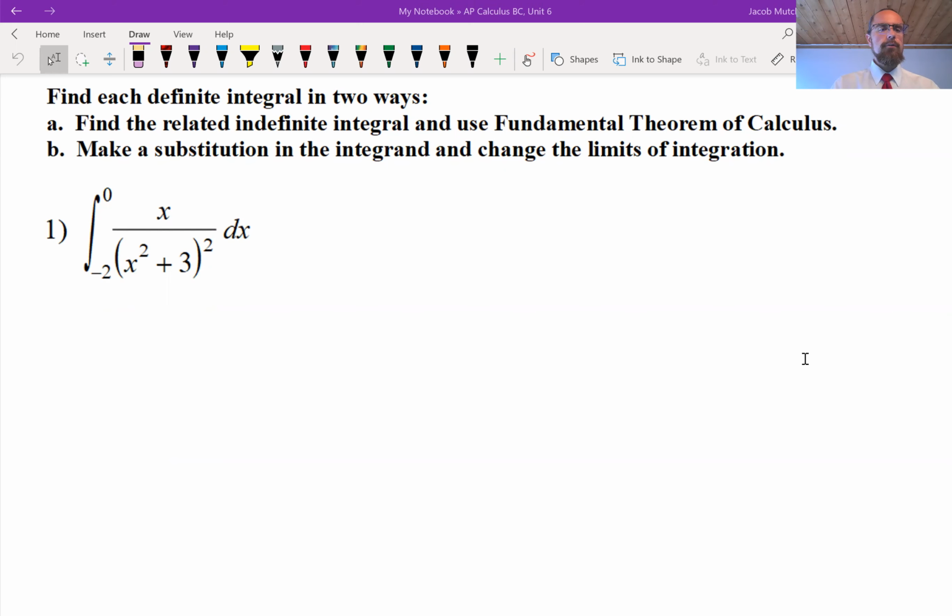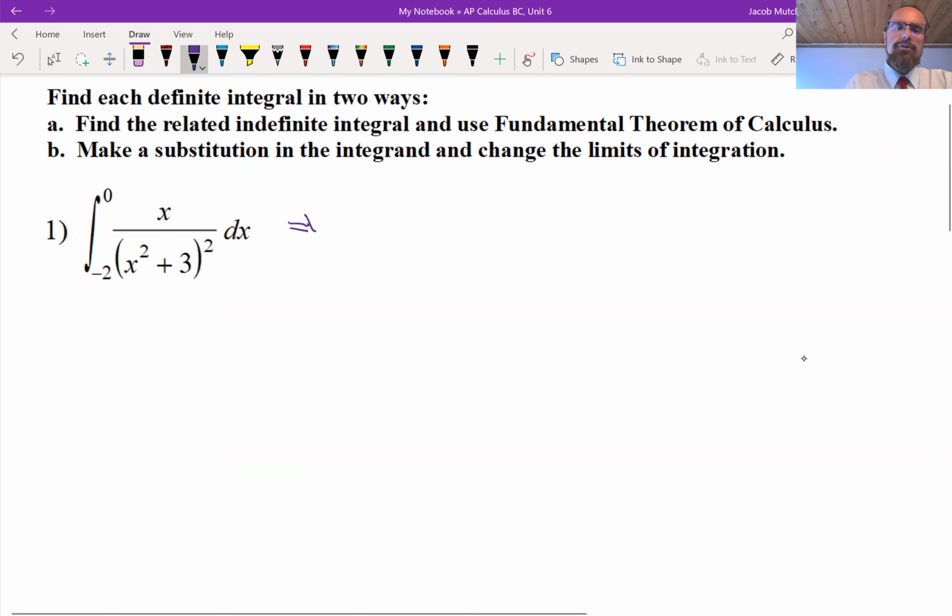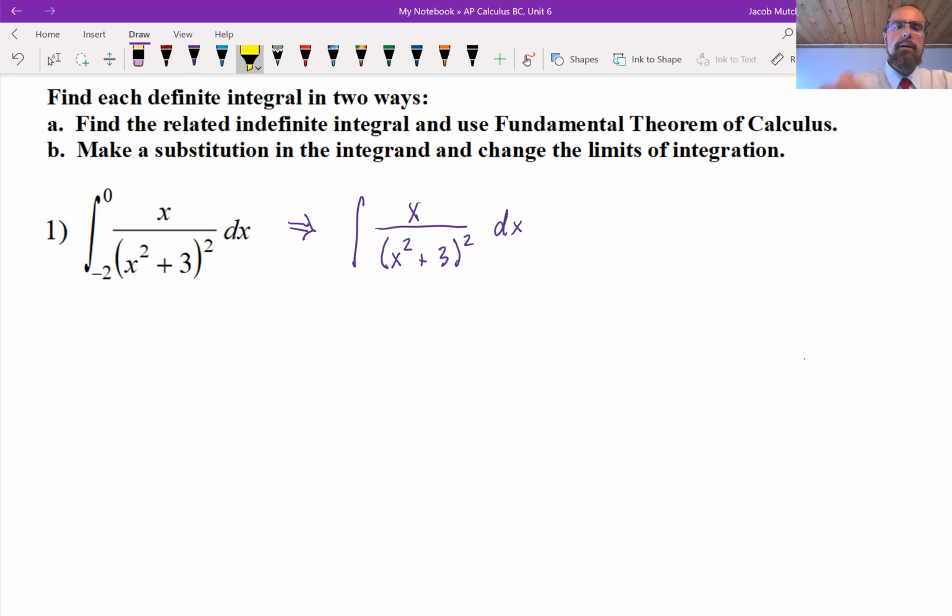So our integration first is from -2 to 0 of the integrand x over (x squared plus 3) squared dx. I want to treat this as an indefinite integral first. That's the first strategy. So I'll just consider this as an integral without limits of integration, and I want to integrate this using substitution. The part that I want to substitute is this x squared plus 3. That's what I want to define as my u. So we'll do that first.